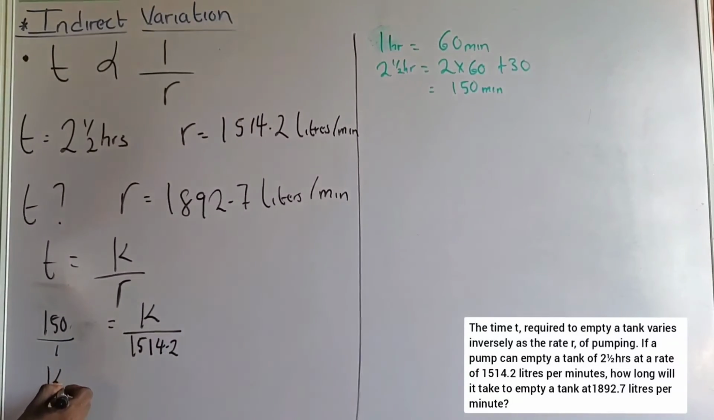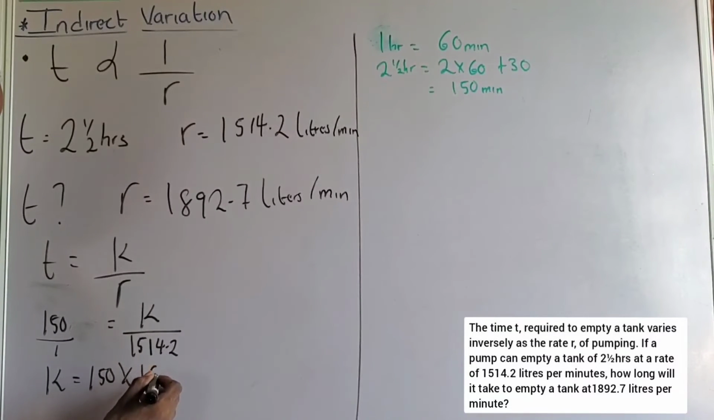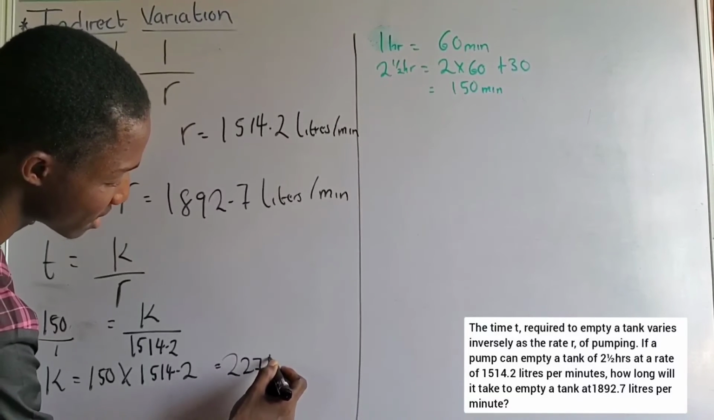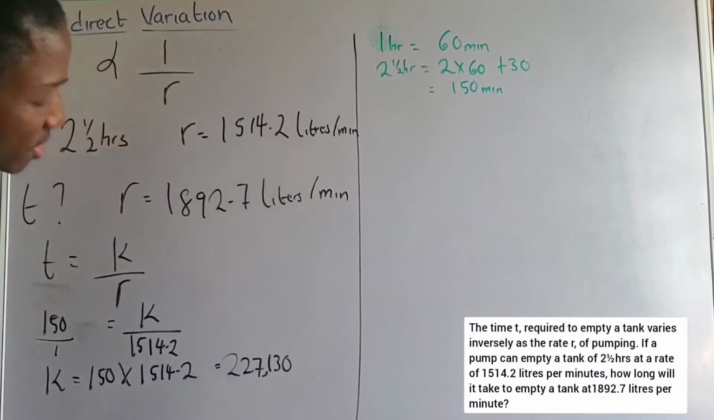I'm going to have K equals 150 multiplied by 1,514.2. That is 227,130. That is the value of K.